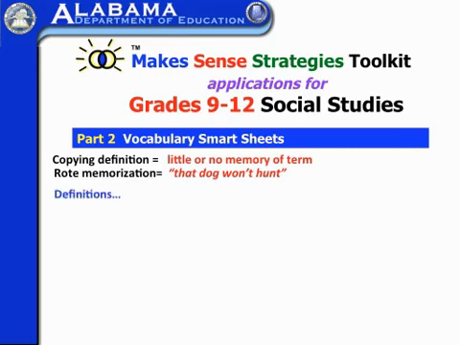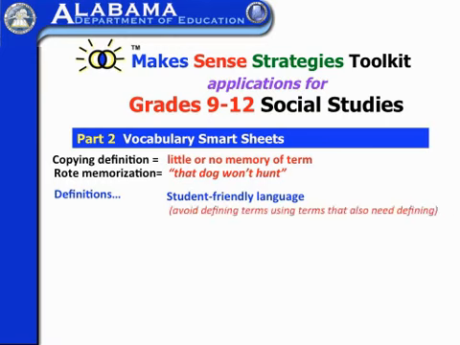So there's some key things to keep in mind. One is that the definitions themselves, very often dictionary definitions, are not very student friendly. They often contain words that also need defining, and so students end up memorizing definitions that also have words that they don't know the meaning of, and of course that's a problem. So one of the things that's very important to do is make sure that the definitions are in student-friendly language. And so you want to avoid defining terms that use terms that also need defining.